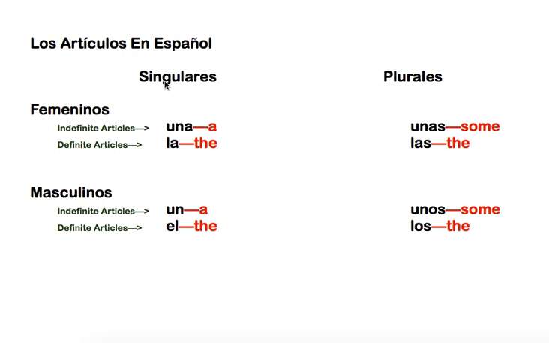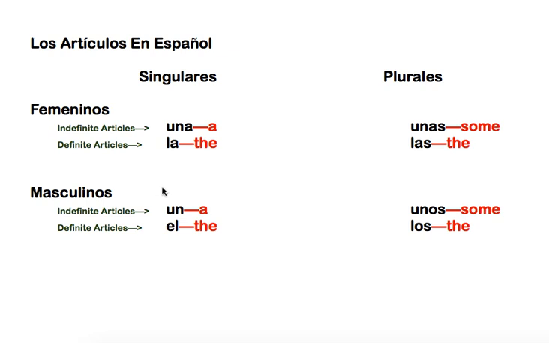La is singular, feminine, and definite. It means the for a singular, feminine, definite object. La mesa, the table. And we have the plural version, las mesas, the tables. Notice how the word in English, it's the same word for both. In Spanish, it's different. La mesa, las mesas.